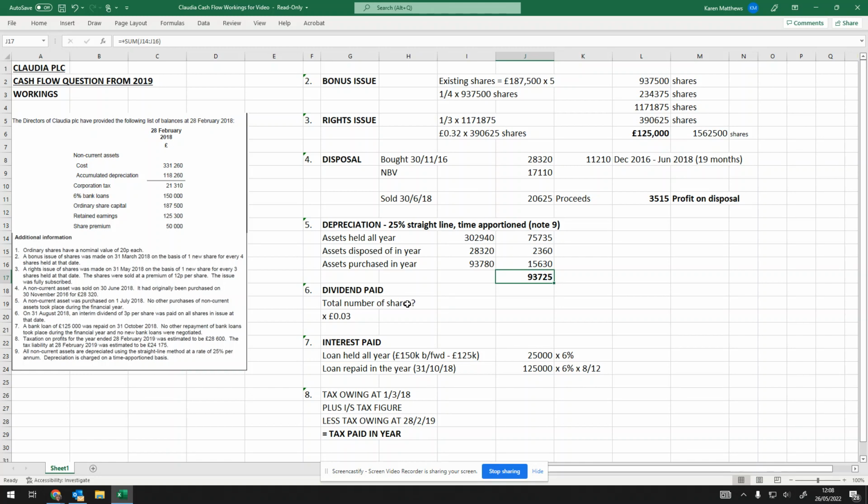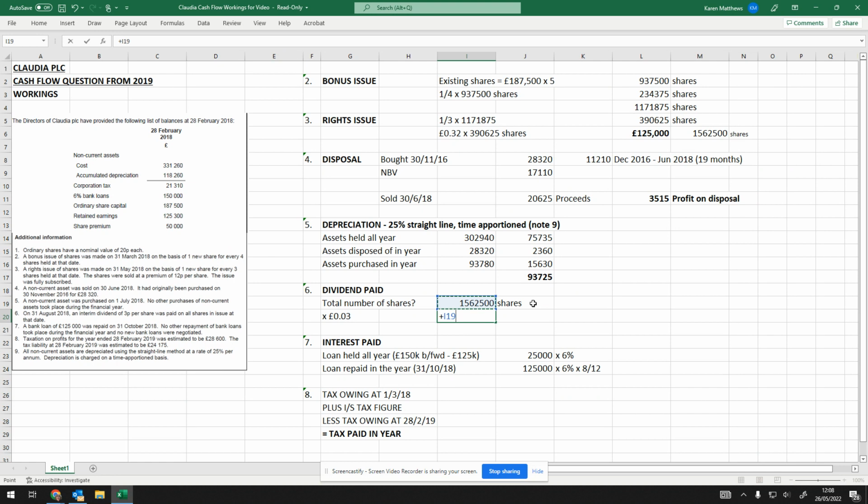Right, so we've still got interest paid and income tax paid to work out. We're going to have the dividend paid as well. So we could work out the dividend paid, seeing as it's point number 6. So the total number of shares, now let's go back up here. We had 1,562,500 shares. So that's the original shares plus the bonus issue plus the rights issue.